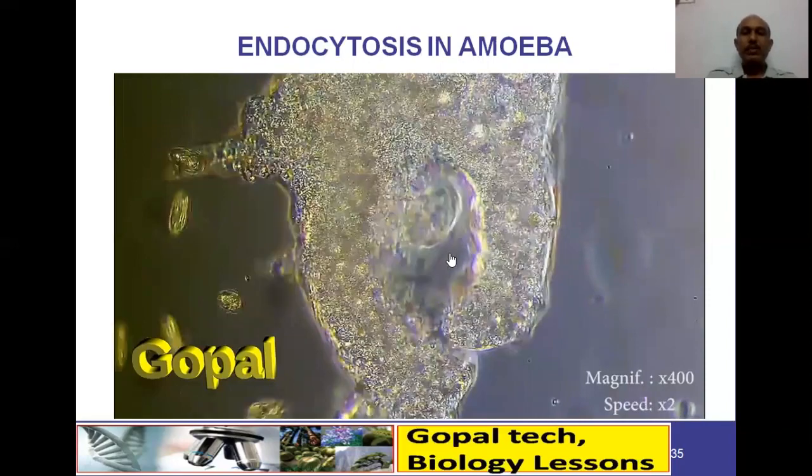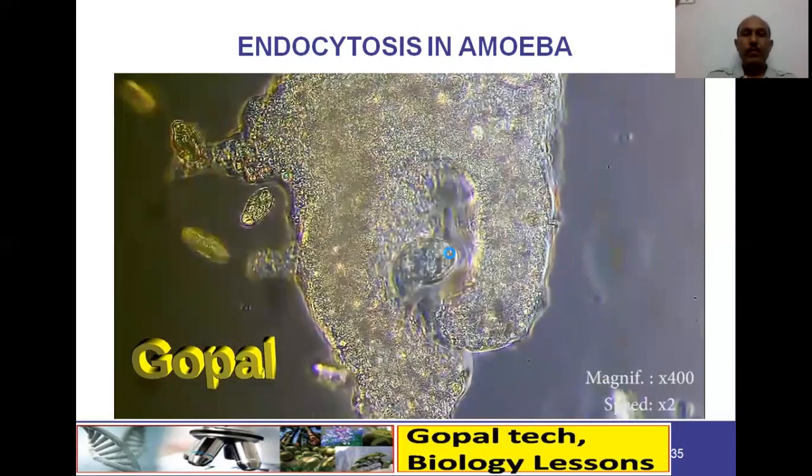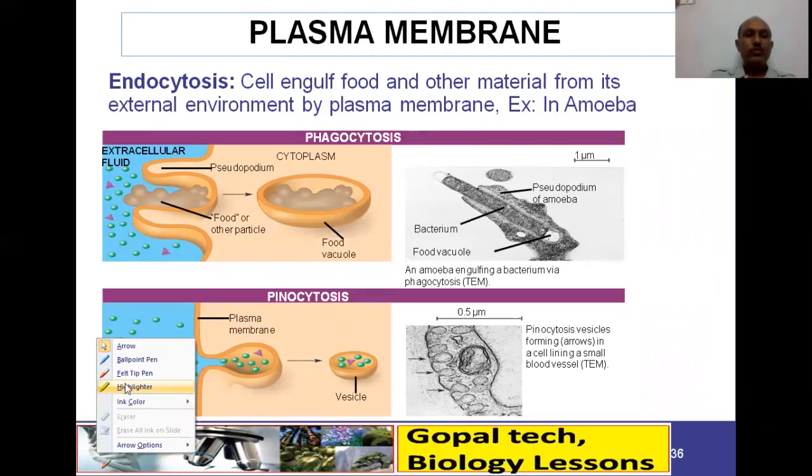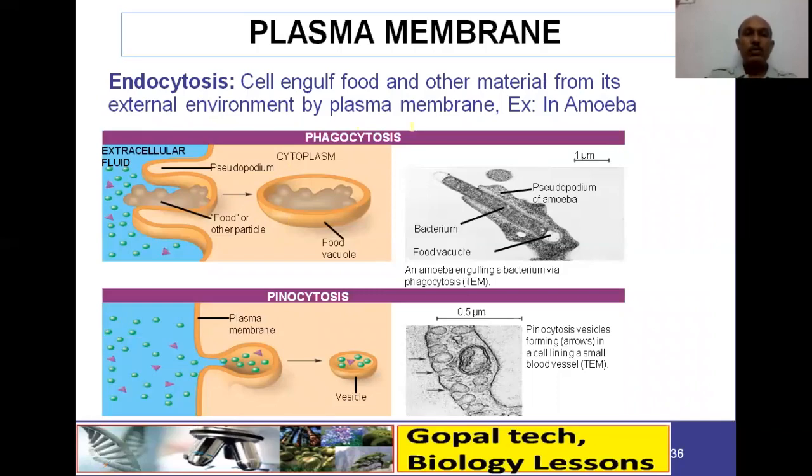The same thing happens in our white blood cells also. Here it is shown: endocytosis, that is, the cell engulfs food and other material from its external environment by the plasma membrane. That process is called endocytosis, and the best example you can see is in amoeba. There are two types shown: one is phagocytosis and another one is pinocytosis. The difference is that when a solid is taken inside, it is phago, and when a liquid is taken inside, it is pino. Otherwise, both are endocytosis.